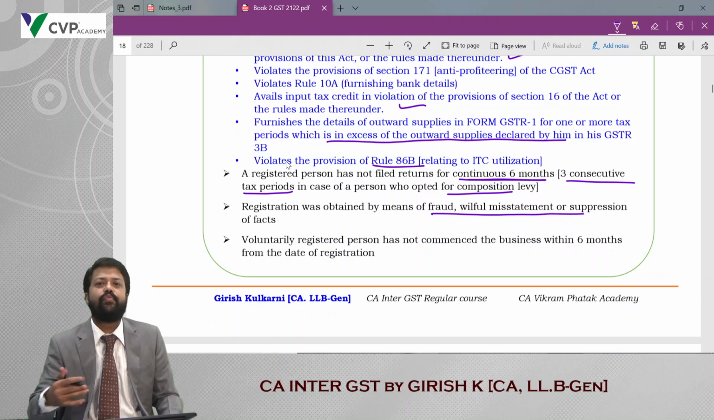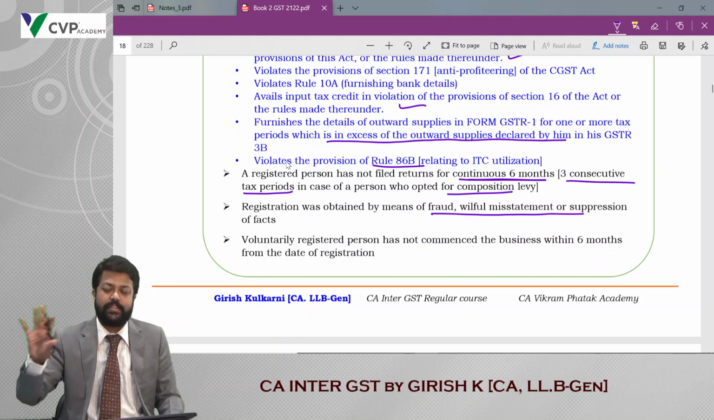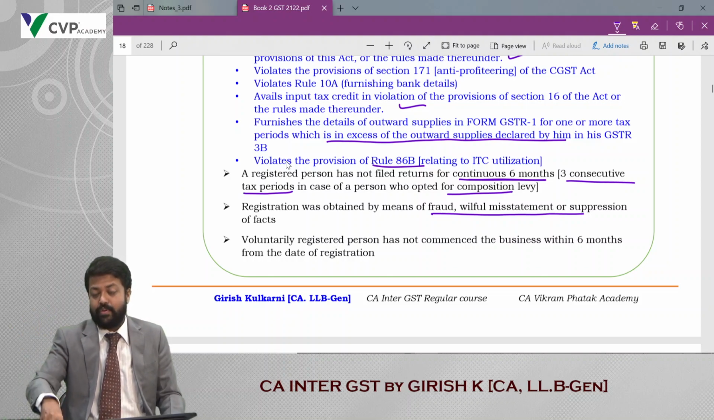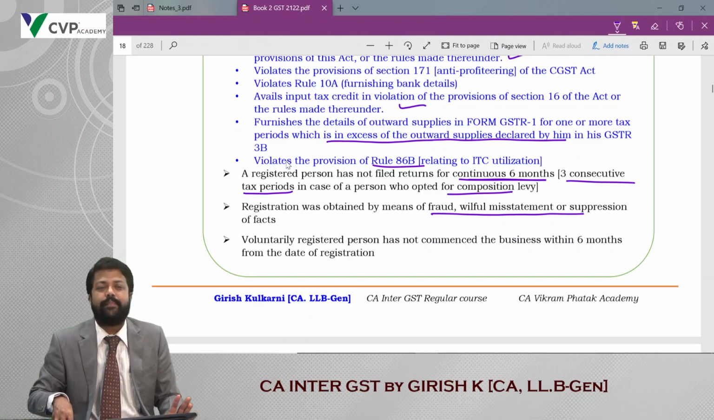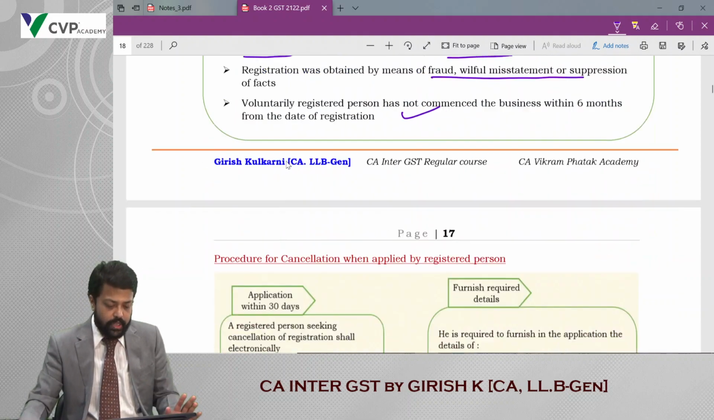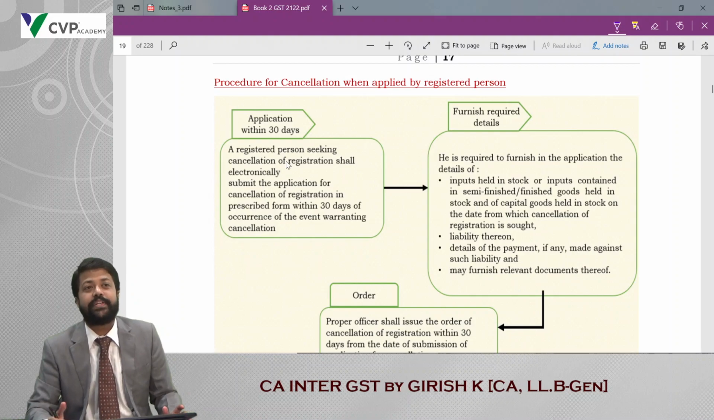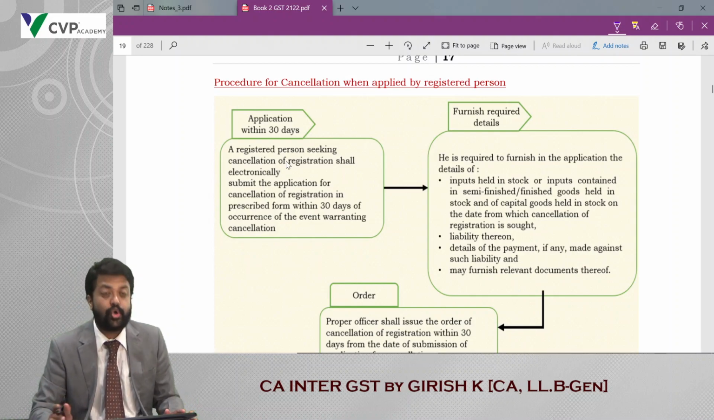So I apply for voluntary registration assuming that I will be supplying to a limited company or a listed entity, and that listed entity has a set of rules saying that I will only procure from a registered GST person. Then I get myself registered even if I am not crossing my turnover, but for 6 months I do not receive an order from that company, so my business is not started. This case is covered here. In all these cases, the authorities get a right or a reason to cancel your registration, which is called a suo motu cancellation by the proper officer.